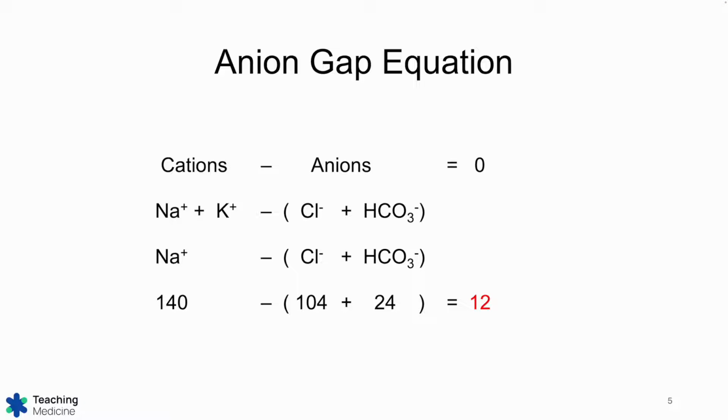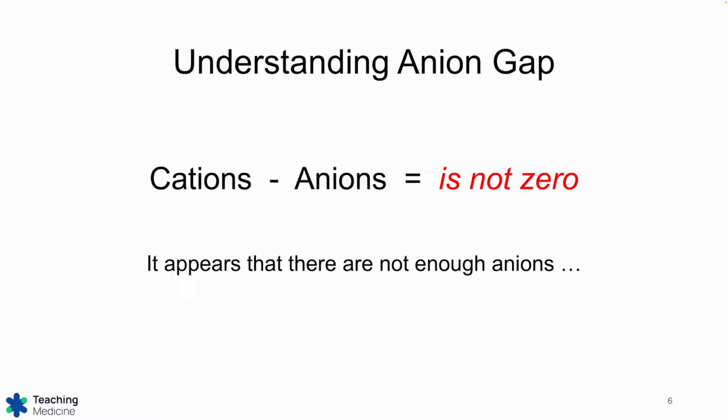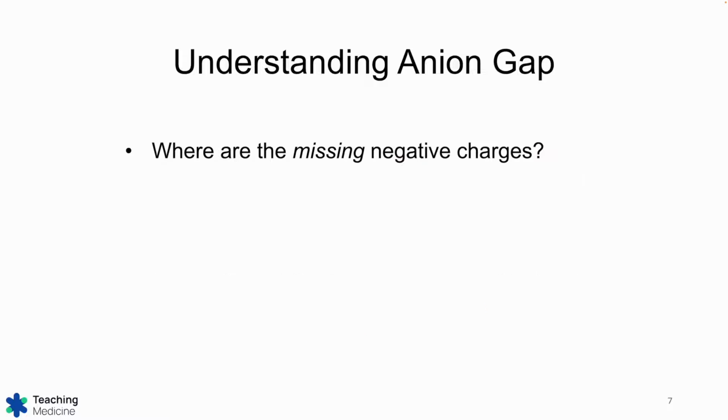And when we do leave it out, with standard values of sodium, chloride and bicarb, we end up with a normal anion gap of 12. Not 0. So this is a little bit surprising because we are electrically neutral. We were predicting that the difference between these two would be 0, and it appears that there are not enough anions. We're missing some anions in the math, and this is what the anion gap is. So let's explore where that's coming from. What are these missing negative charges?